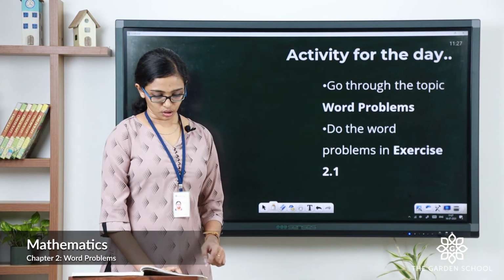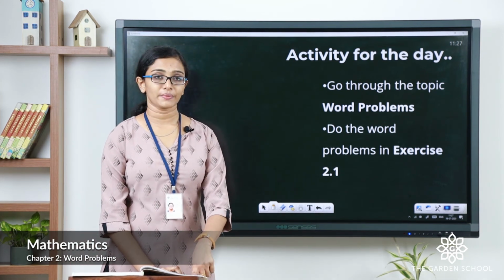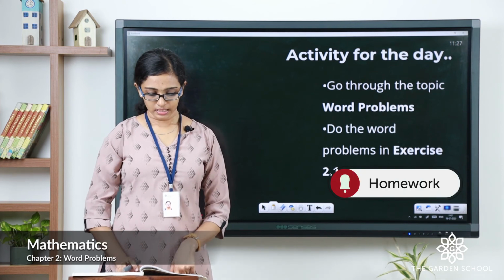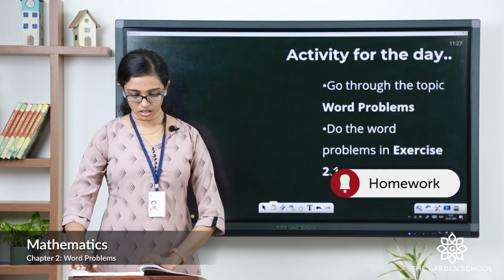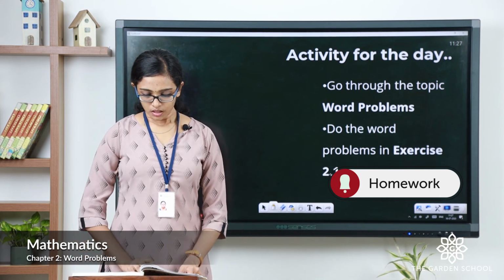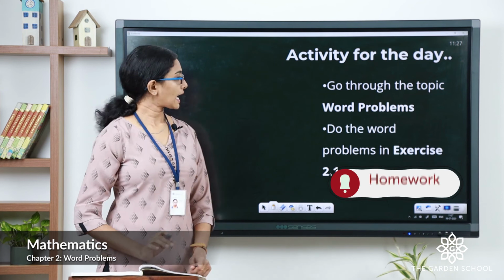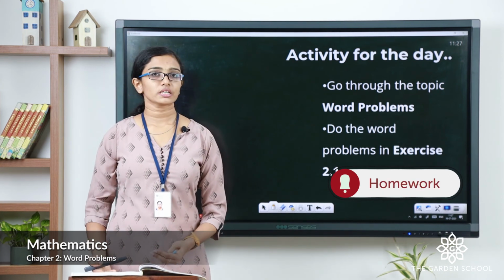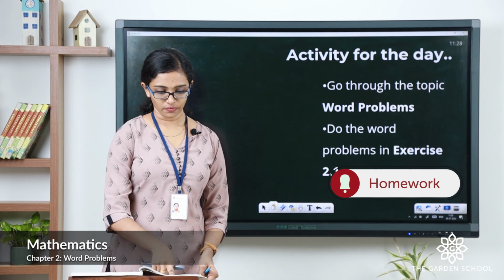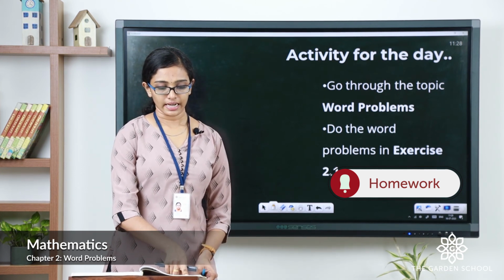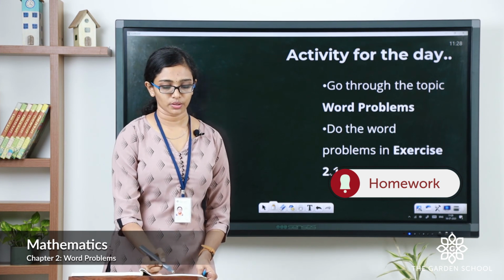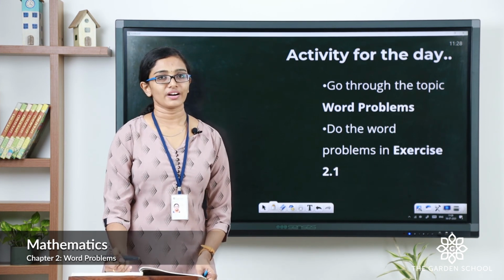Now in your textbook you can see the topic word problems on page number 22. Please do go through that topic, and then on page number 23 you can see a few word problems there. Question number 2, 3 and 4. You have to work out these word problems in your notebook, and on page number 24 we can see a heading LS. Please go through that. There is a yellow box there. Please go to the question given there and do accordingly.